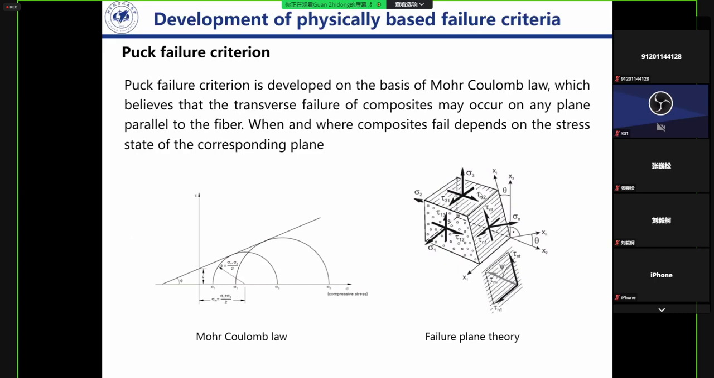With the deep study of the failure mechanism, Puck developed a strength criteria based on the Mohr-Coulomb law. It is believed that the transverse failure of the composite material may occur in any plane parallel to the fiber, and when and where it fails is related to the stress state of the corresponding plane.